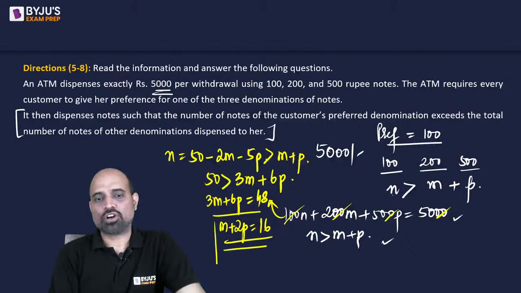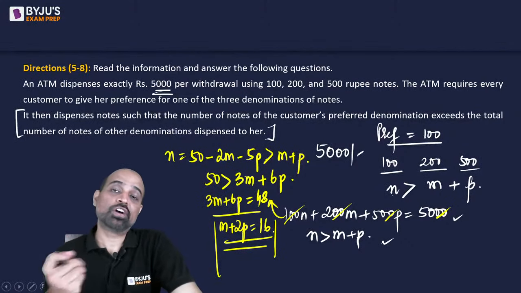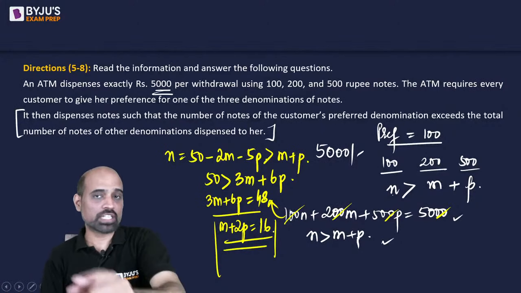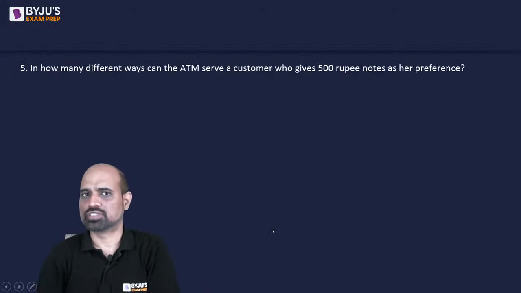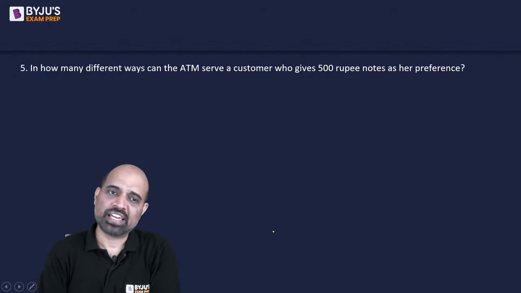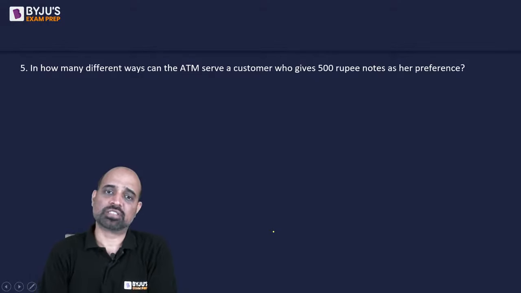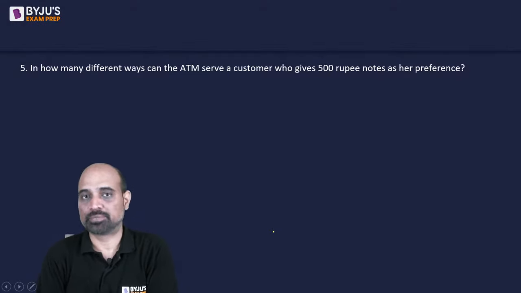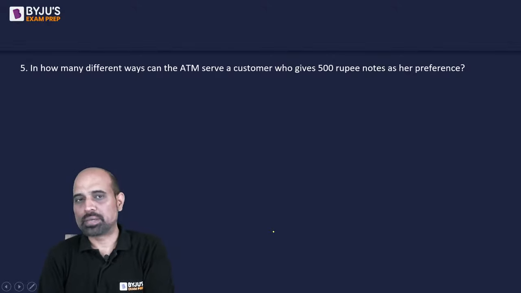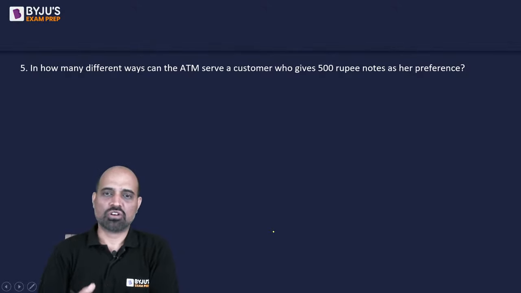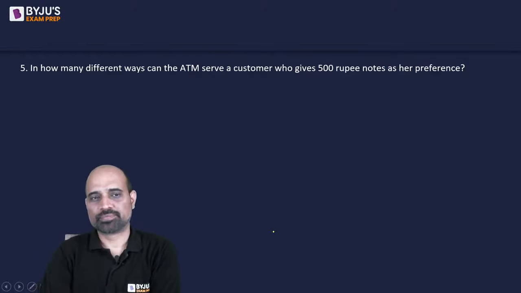So we can have a lot of cases as in m is going to be what value and p is going to be what value. So we can use equations and inequality as well, right? Okay. Let's look at the questions and let's decide. First question is, in how many different ways can the ATM serve a customer who gives 500 rupee notes as her preference? So shall we use equations? Look, we have to make cases in both, right? So let's solve it normally.